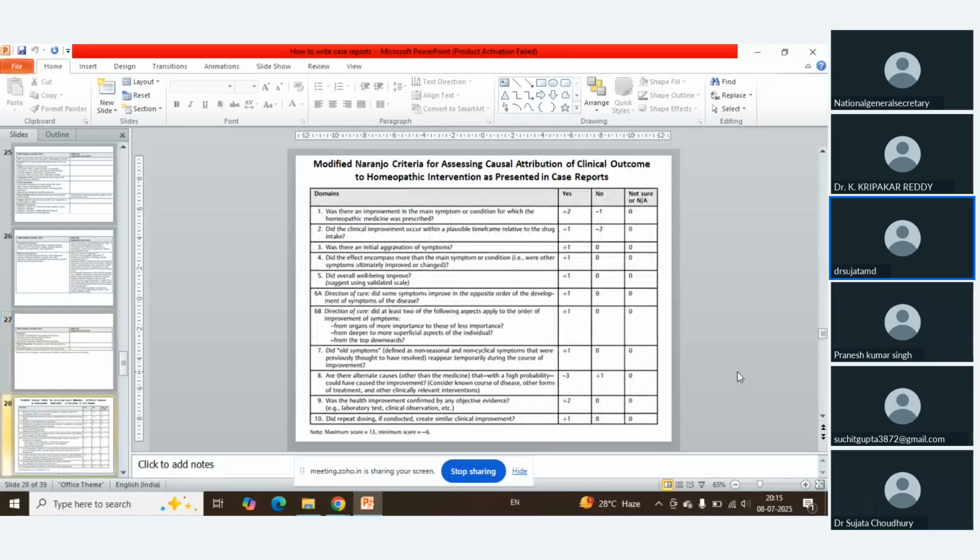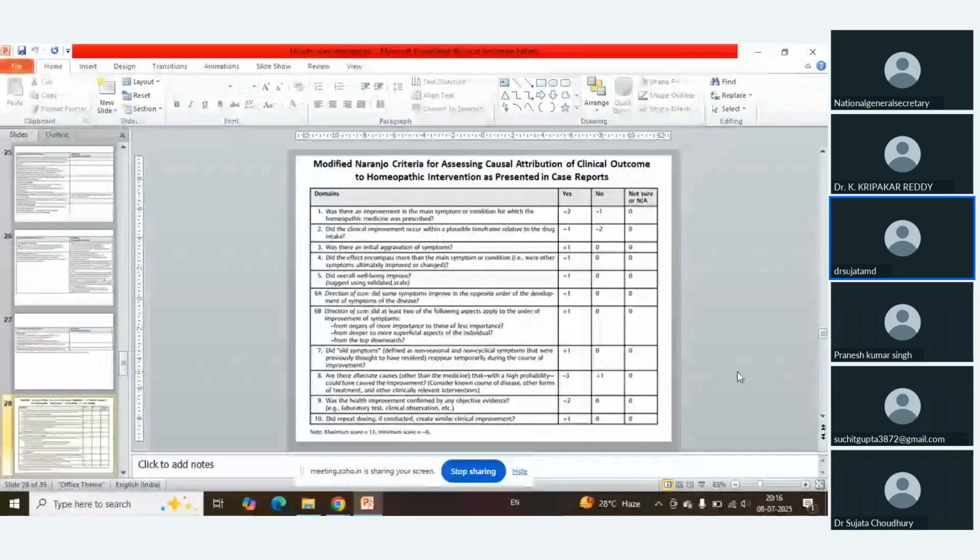This is the modified Naranjo criteria for assessing causal attribution of clinical outcome. After giving the homeopathic medicine to a patient, the outcome comes. What is the outcome? Whether aggravation, amelioration, or any response of the symptoms of the patient, it will be assessed through this modified Naranjo criteria also.